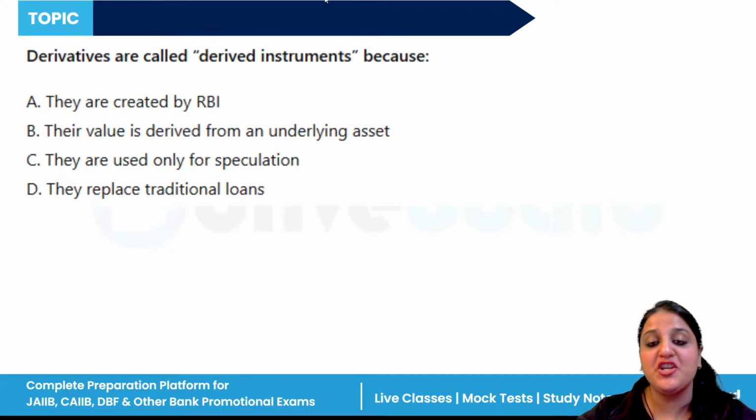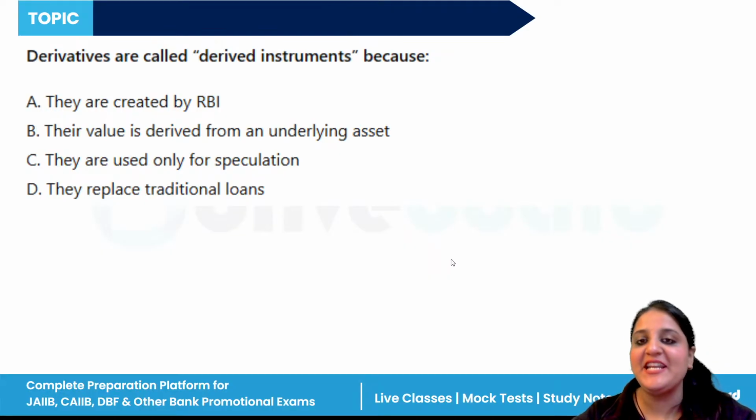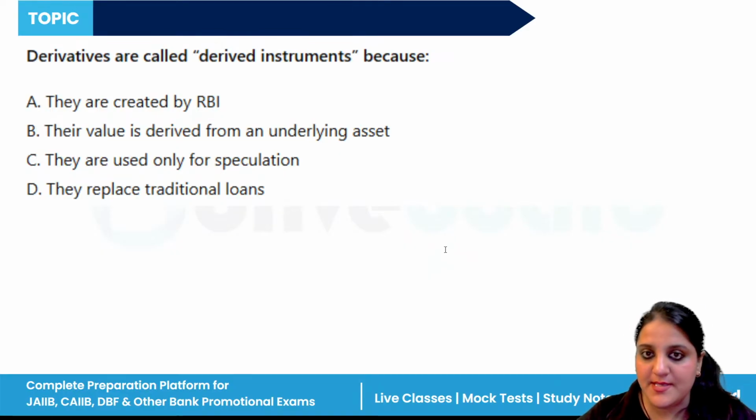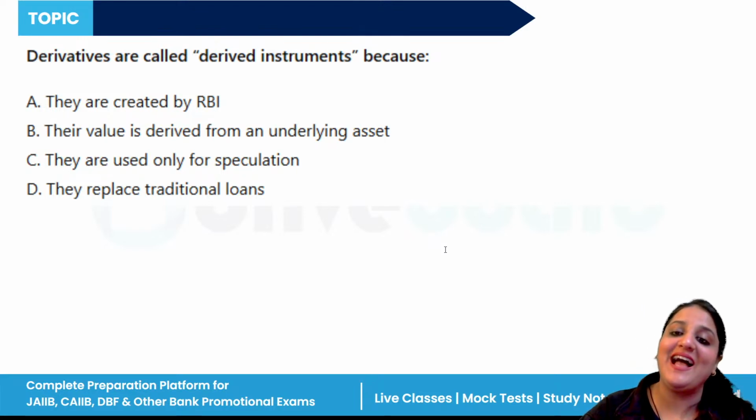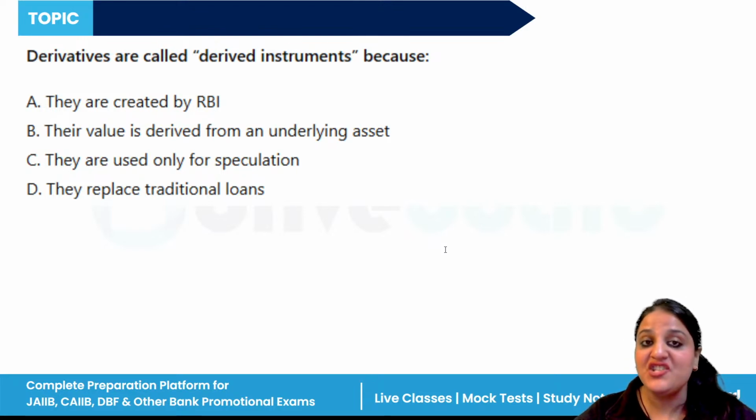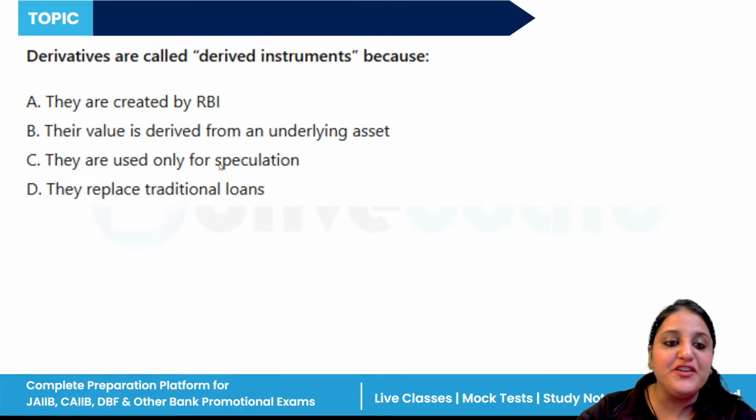So which option is correct here? Simple. Derivatives do not have any type of independent value. The value is derived from an underlying asset such as foreign currency, interest rate, bonds, commodities. For example, a US dollar INR forward contract gets its value from the US dollar INR exchange rate. That's why they are called derived instruments.